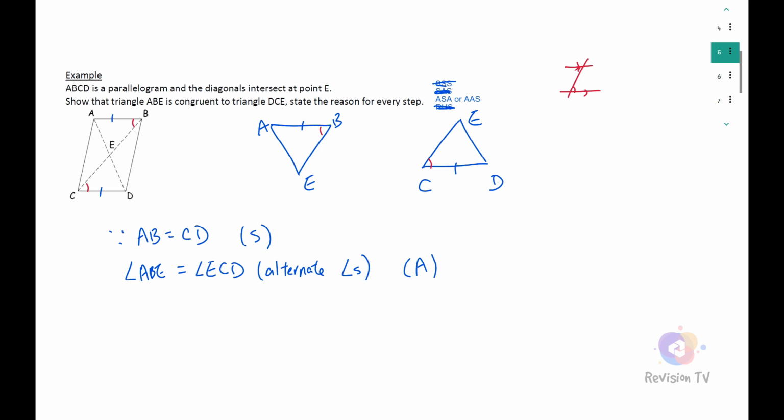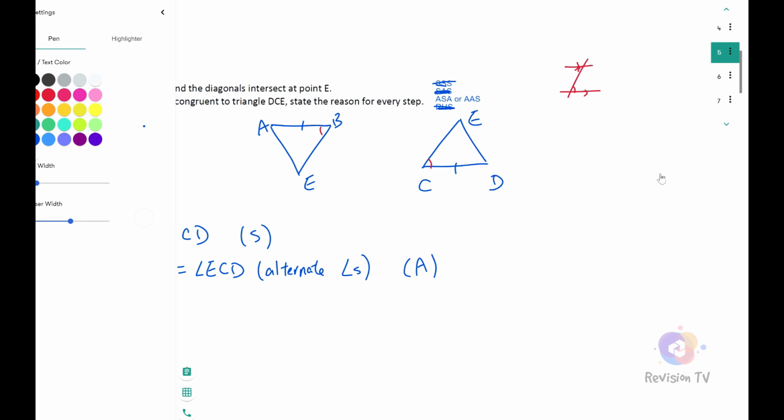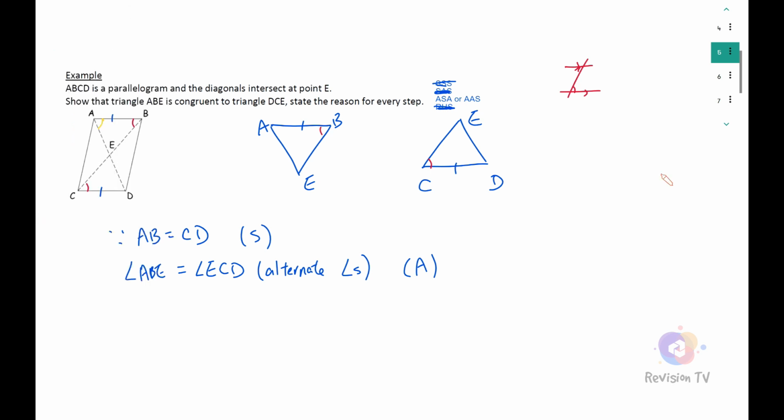One, if I want to show BAE is the same, BAE will be the same as which one? EDC. Again, alternate angles. So we can say angle BAE equals angle CDE because of alternate angles again. Or, why would this angle be the same as this one? Anyone know?